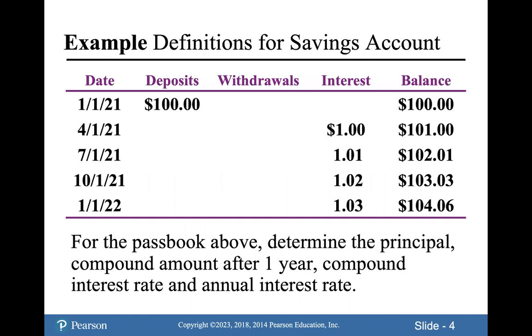For example, in this passbook that you see above, let's determine the principal, the compound amount after 1 year, the compound interest rate, and the annual interest rate. So the principal would be the $100 that was initially deposited. The compound amount after 1 year is the ending balance, $104.06. The compound interest rate can be found by noting that the first time interest was deposited, it was $1. $1 is 1% of $100, which means that the compound interest rate is 1%. And since the interest was compounded 4 times, that makes the annual interest rate 4%, which is 4 times 1%.